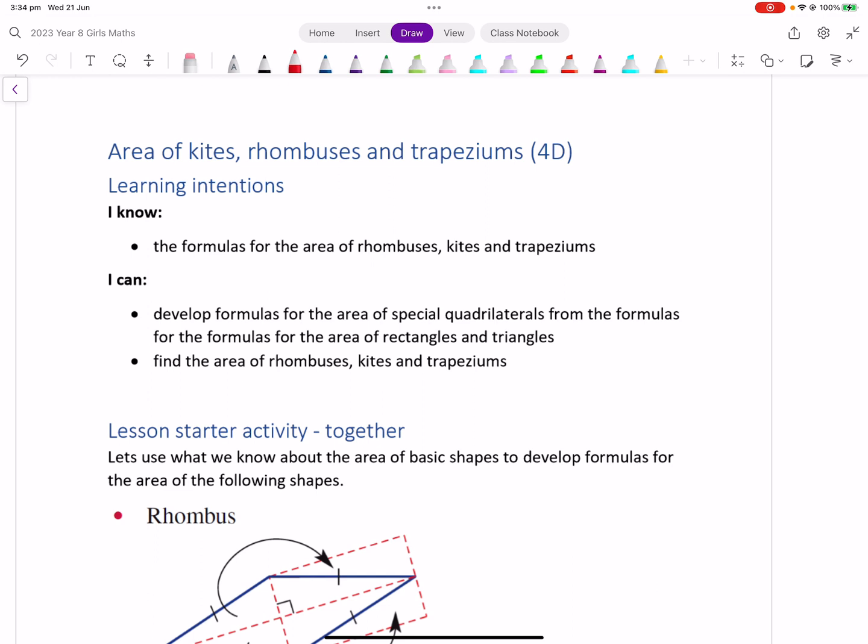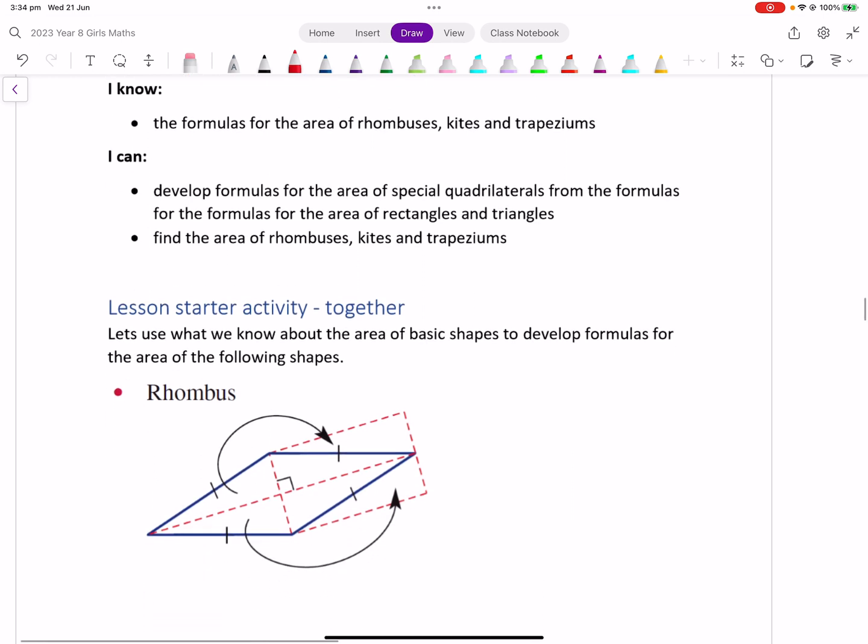All right, so today we're going to learn the formula for the area of rhombuses, kites and trapeziums. Don't worry if you're not absolutely familiar with those. We're going to tell you what those are in a second. As well as learning the formula, I'm going to take you through how you actually develop the formula for kites, rhombuses and trapeziums, because if you know how you develop the formula, then hopefully it'll be a little bit easier to remember. All right, let's get started.